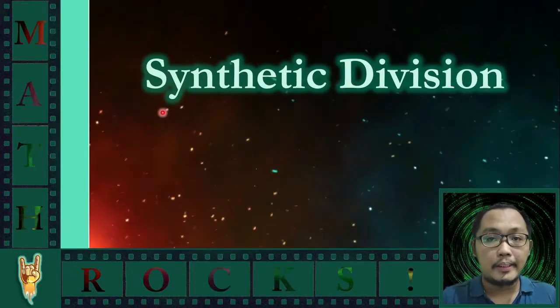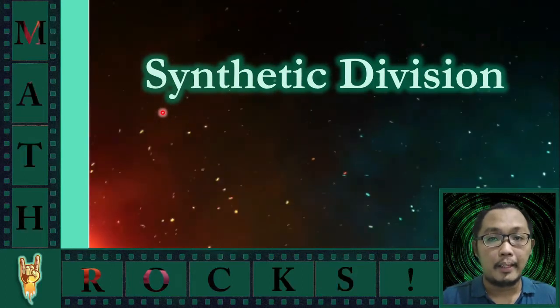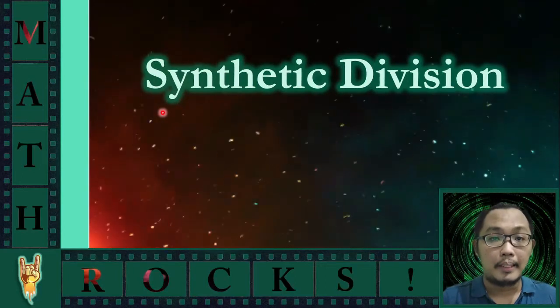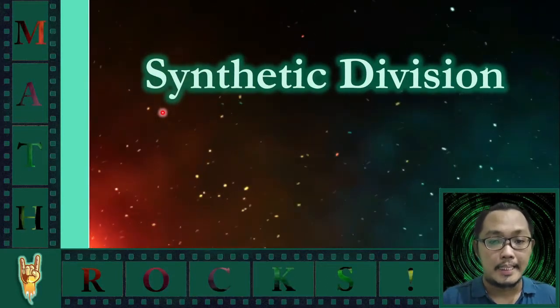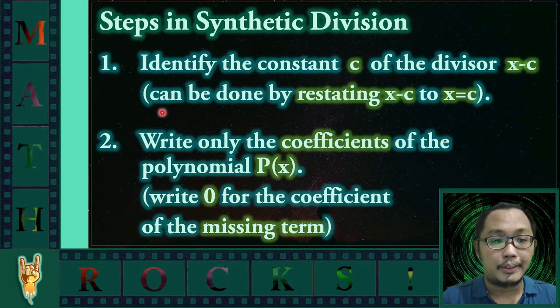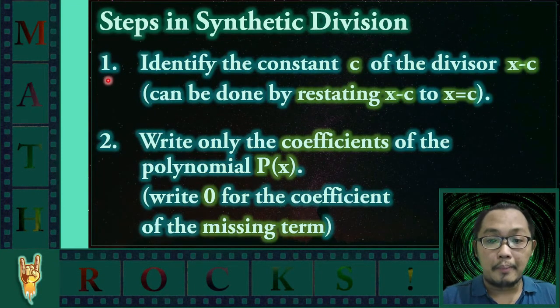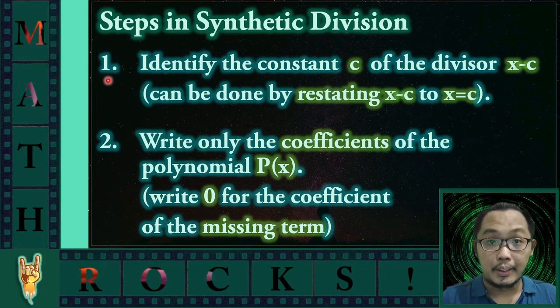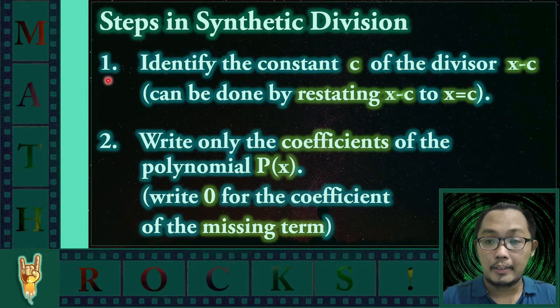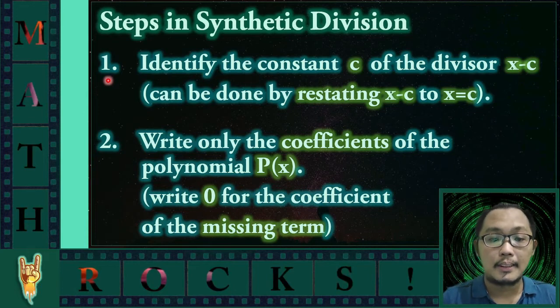Synthetic division. In this video, you will learn how to divide any polynomial p of x by a linear polynomial such as x minus c. And here are the steps in synthetic division. First, identify the constant c of the divisor x minus c, and this can be done by restating x minus c to x equals c.